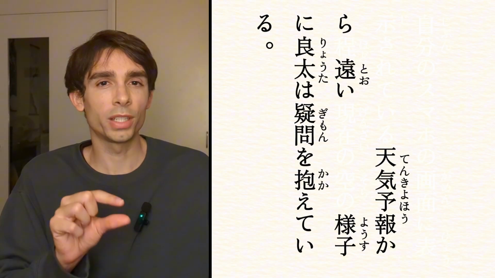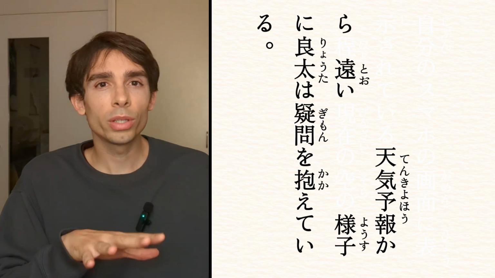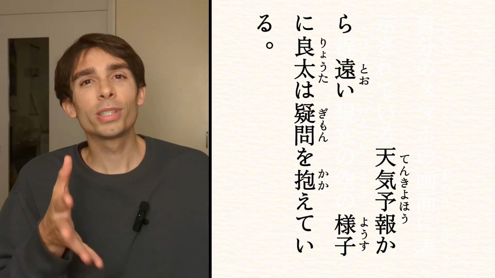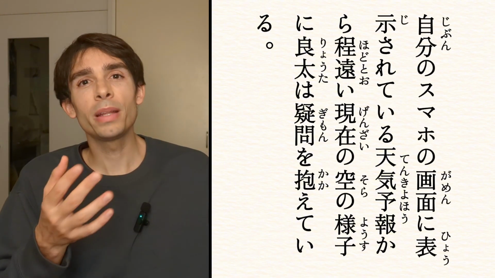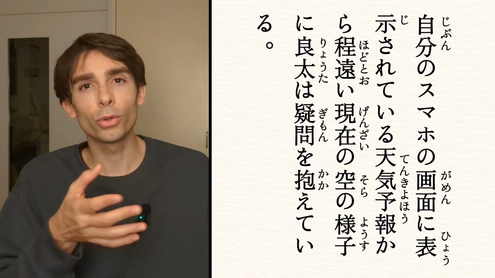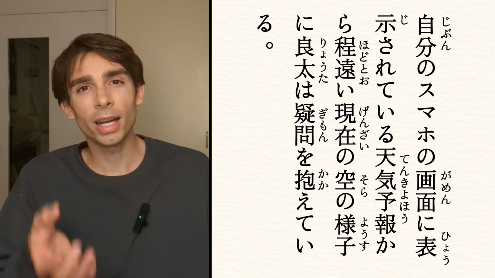just the core of the sentence. 天気予報から遠い様子に、良太は疑問を抱えている。And the full sentence, 自分のスマホの画面に表示されている天気予報から程遠い現在の空の様子に、良太は疑問を抱えている。I will leave this dialogue in the description of the video in case you need it.